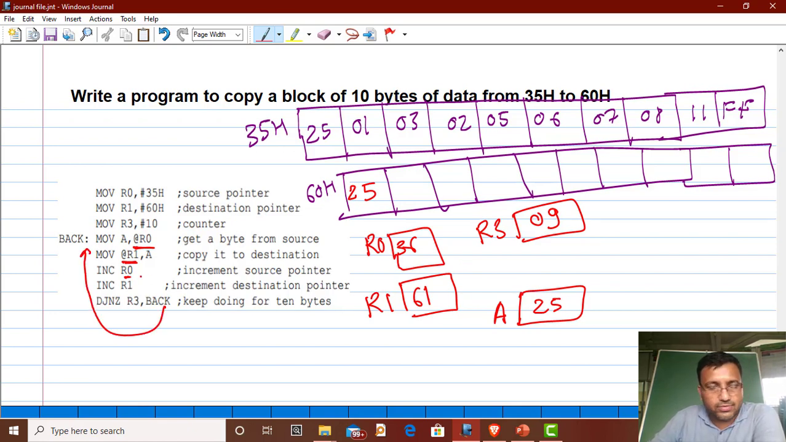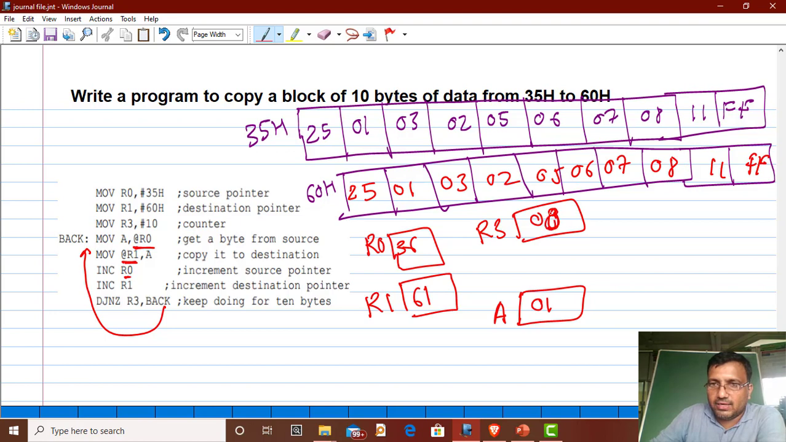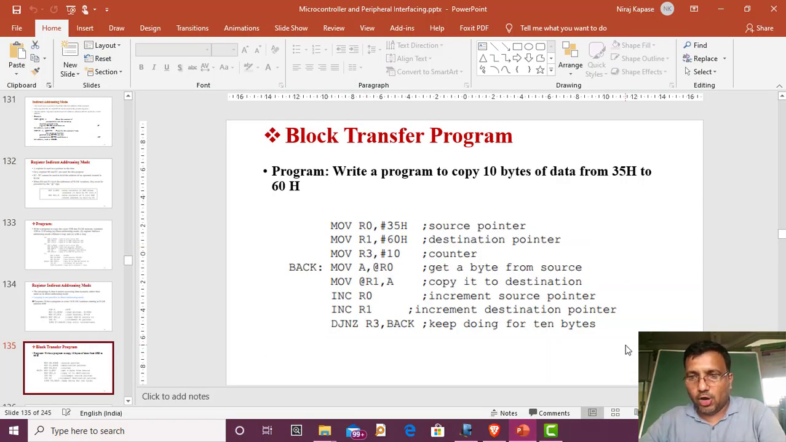It is not 0, that's why it goes back. Move A comma @R0. Now R0 contains 36. So what is at 36? 01. So my accumulator data will be 01. This 01 will be transferred again to @R1. R1 is 61, so 01 will be moved here. Similarly 03, 02, 05, 06, 07, 08, 11 and FF. And at the last you will get R3 as 00. So like this it executes the command. Okay, so this is about block transfer.